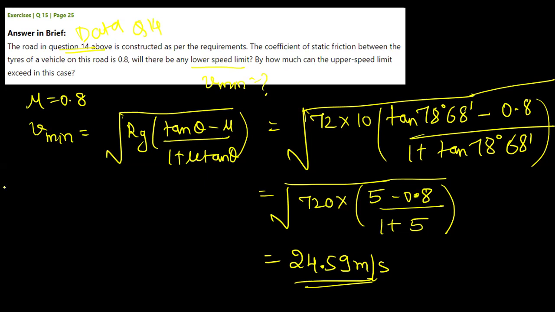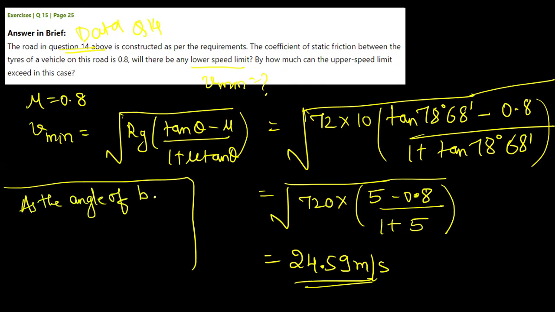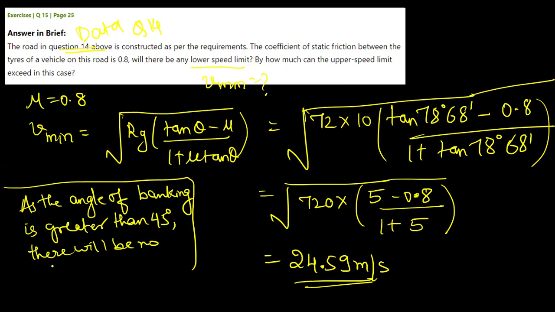So the reason which you will write over here is, as the angle of banking is greater than 45 degree, there will be no upper speed limit.